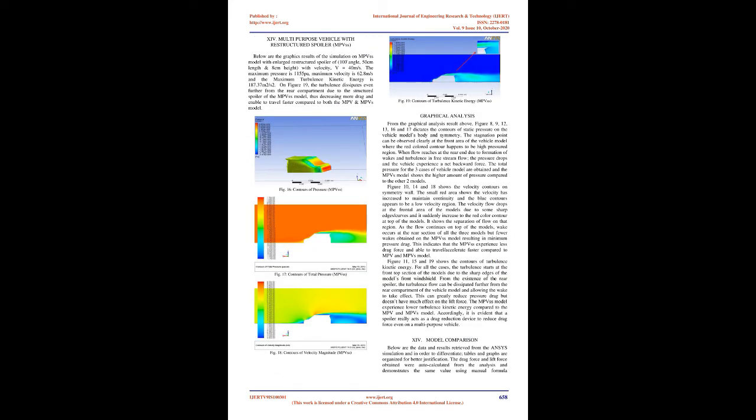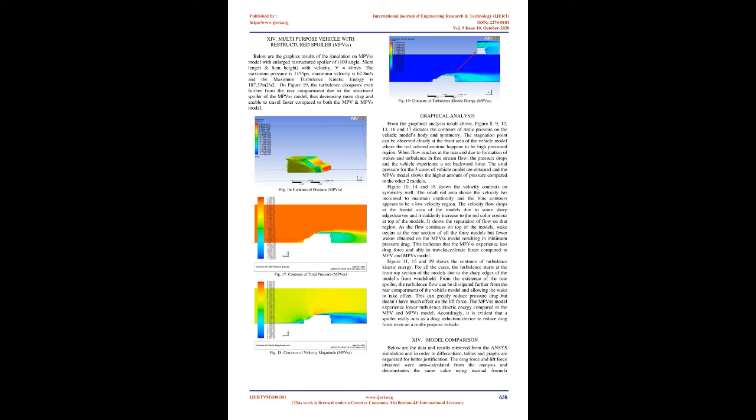12. Multi-purpose vehicle without spoiler, MPV. Below are the graphical results of the simulation on the MPV model for velocity v equals 40 m/s. The maximum pressure is 1152 Pa, maximum velocity is 61 m/s, and the maximum turbulence kinetic energy is 192.44 m2/s2. Figure 11 reflects the turbulence which occurs exactly at the rear compartment of the MPV model, thus increasing drag.